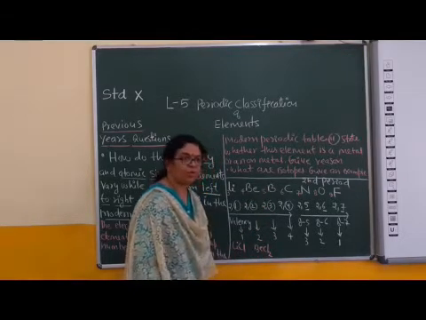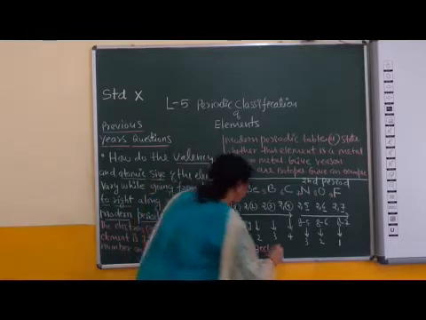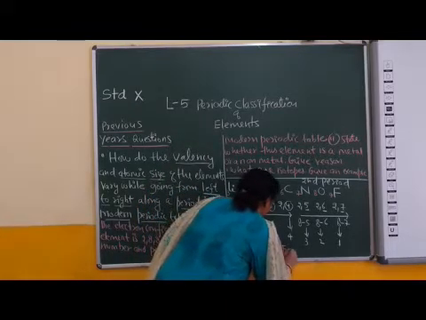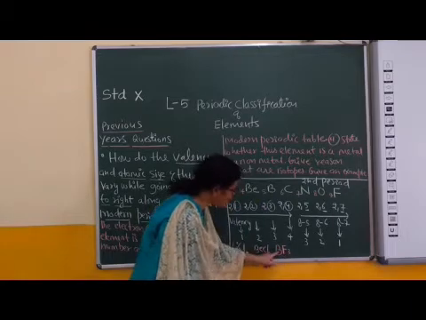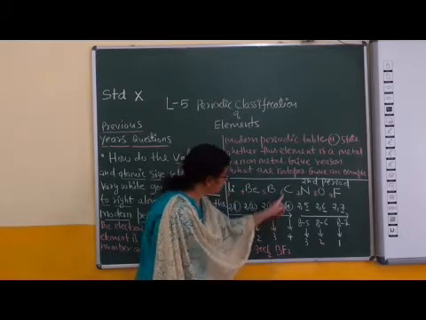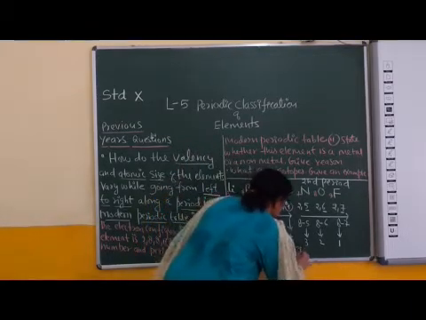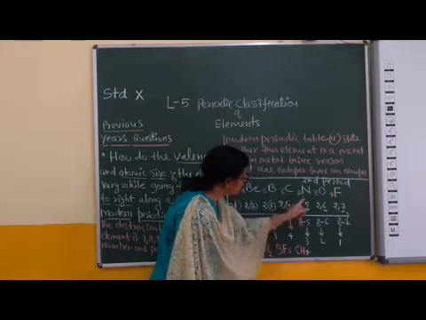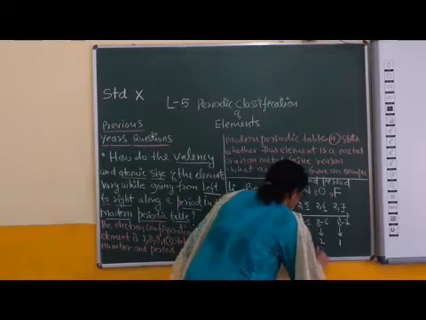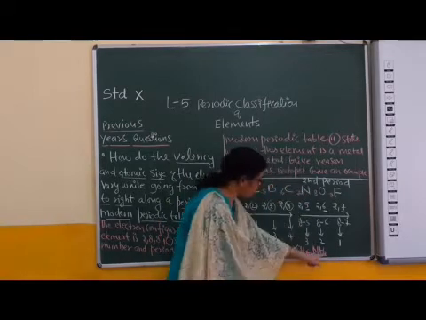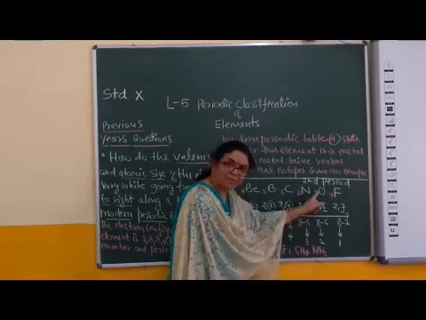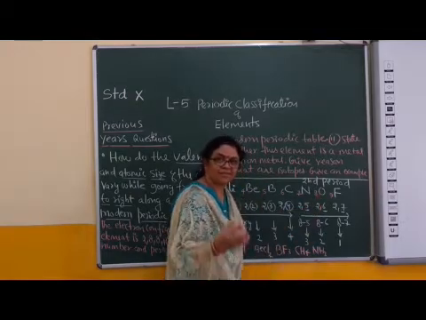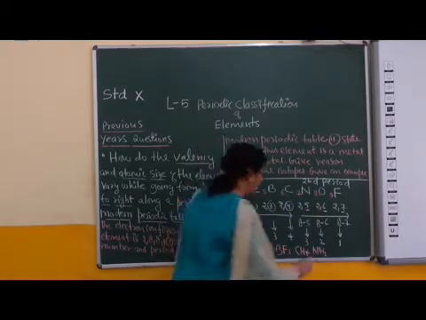A compound of boron is BF3, boron trifluoride. This shows the valency of boron. A compound of carbon is CH4: valency 4 of carbon. A compound of nitrogen is NH3: valency 3 of nitrogen. A compound of oxygen, a well-known compound, is water, H2O.